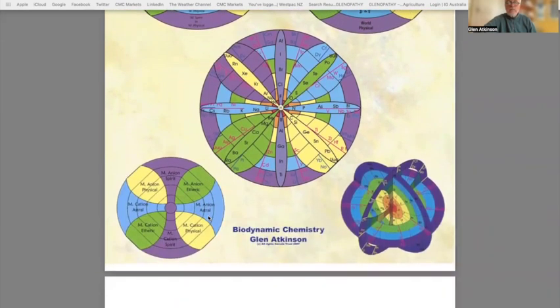Down the bottom left, we again have the third stage of chemistry indicated in the petals, the small petals. And again, on the right-hand side, this is three-dimensional chemistry, which we will come to. And again, this is a teaser.